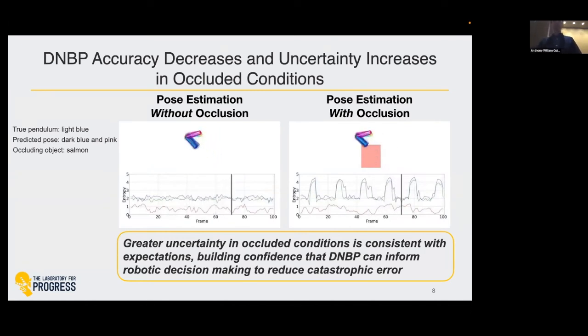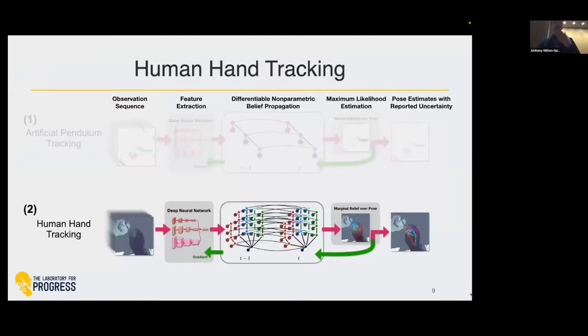The really nice result that we see is that in the case of occlusion, our model has higher uncertainty precisely at the time steps in which the pendulum is occluded. The uncertainty in this case is modeled in the line charts below each of the swinging pendulums, and we measure that by entropy.